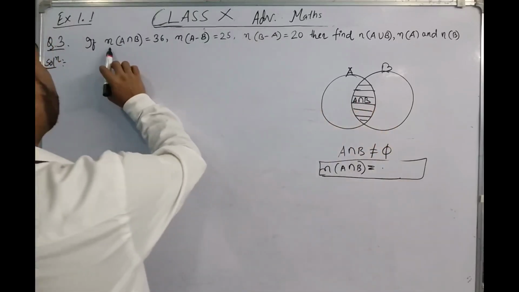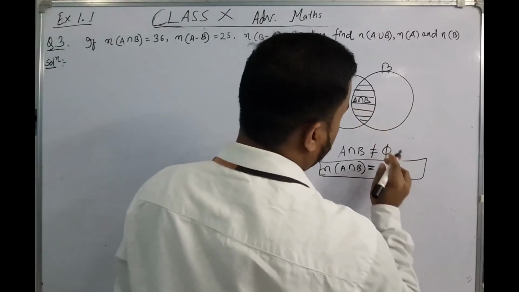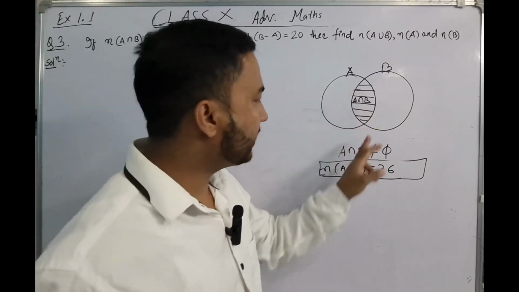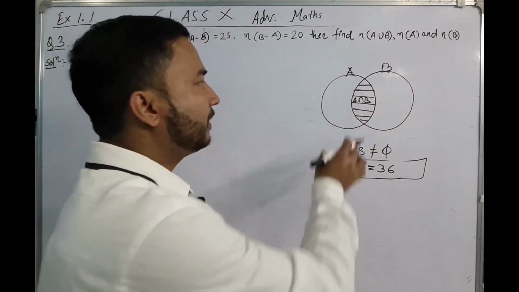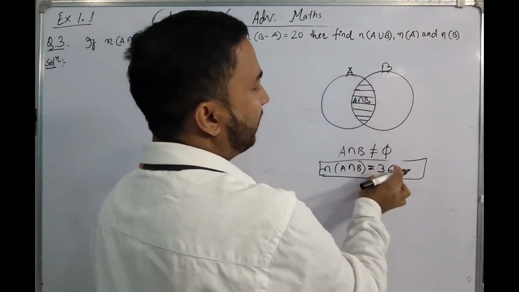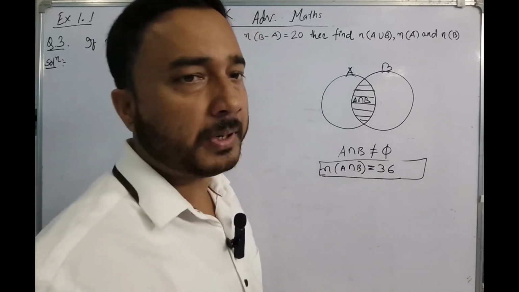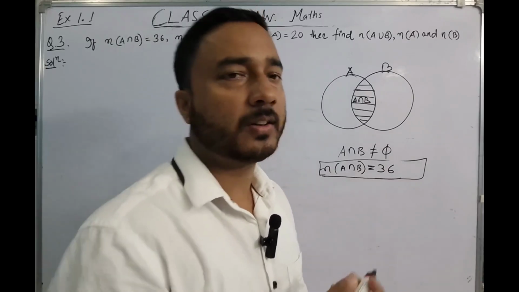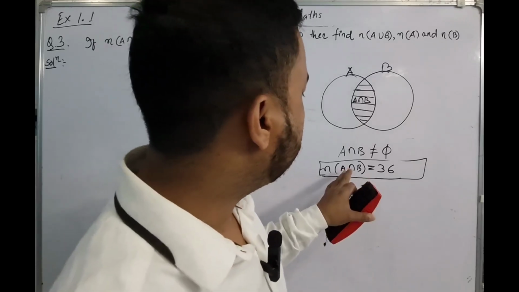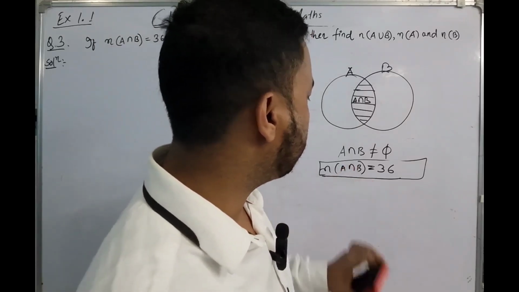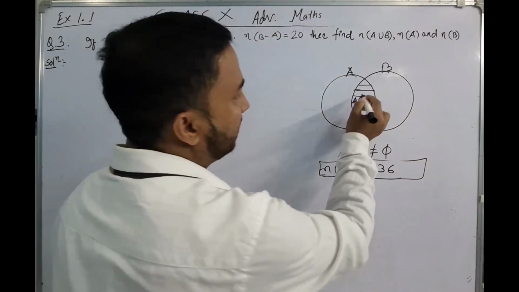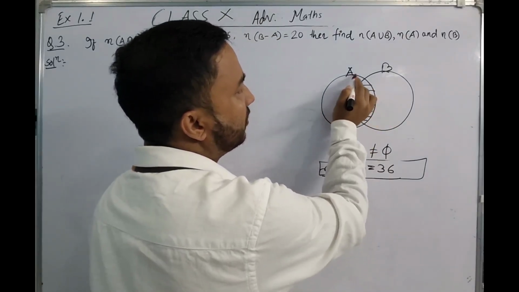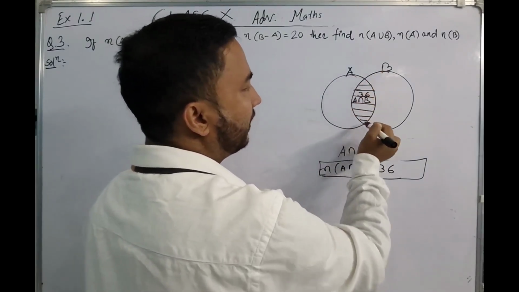So in this case the number of elements in A intersection B is given as 36. In question number 3, the number of elements in A intersection B is given as 36. That means the set A and the set B have 36 common elements. I hope it is clear, right? Because we have already discussed this in class 9 and in question number 2. The number of elements in the set A intersection B being 36 means this part has 36 elements. These 36 elements belong to the set A as well as the set B.